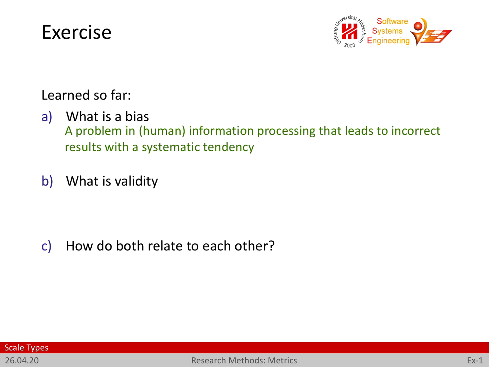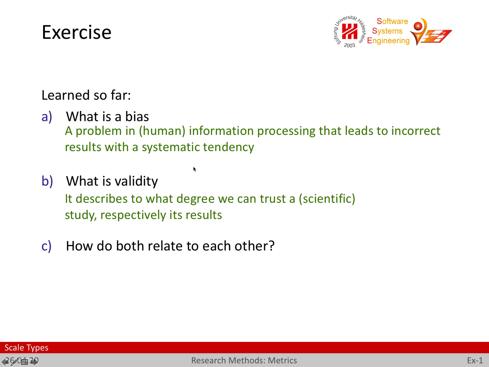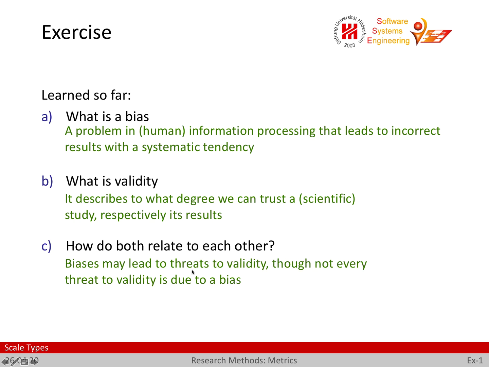So welcome back. Here are our answers. What is a bias? A bias is a problem in human information processing that leads to incorrect results with a systematic tendency. So it's a problem of how we as humans think, and it leads us to wrong conclusions. And they are not statistically distributed all over the place, but they are going in certain directions. What is validity? It describes to what degree we can trust a scientific study, respectively the results of this study. How do both relate to each other? Biases may lead to threats to validity, but not every threat to validity is due to a bias, meaning there are more threats to validity than can be attributed to biases.